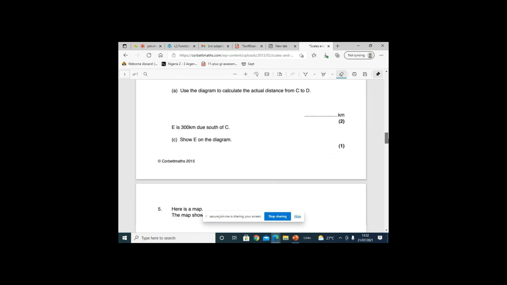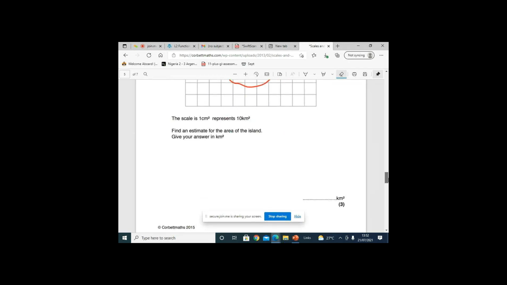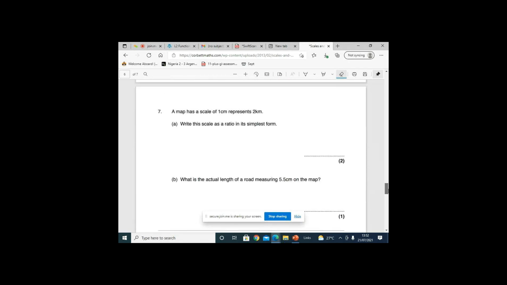So just one more before I ask you to leave, so it won't take too much of your time. Look at this one now. So just do question 7A and 7B. Then next time we do speed, distance, and time.